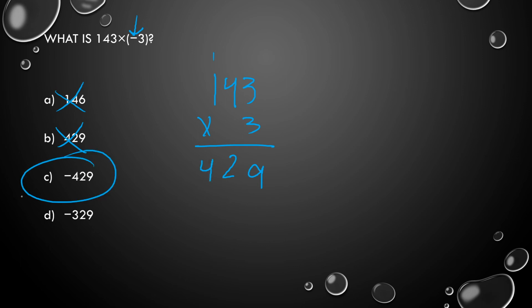Next is, what is 143 times negative 3? Well, if I look here, I only have one negative. 1 is odd, which means my final answer should be negative. All I need to do now is multiply my numbers. I get 429, and it is negative.